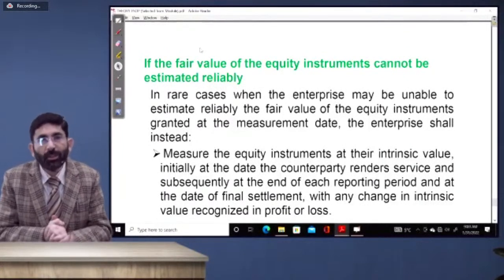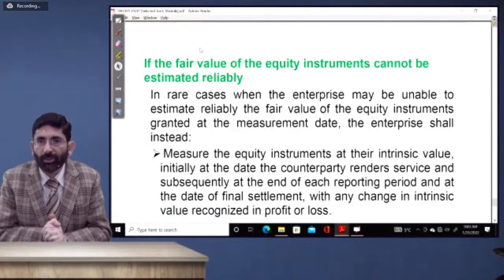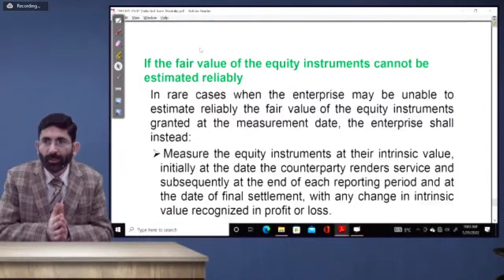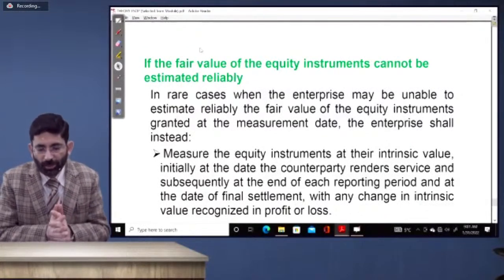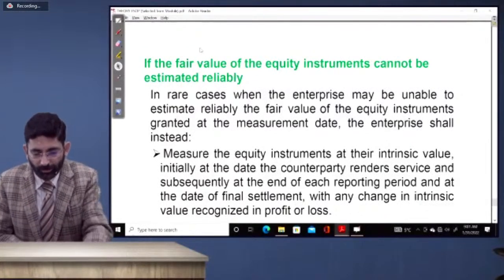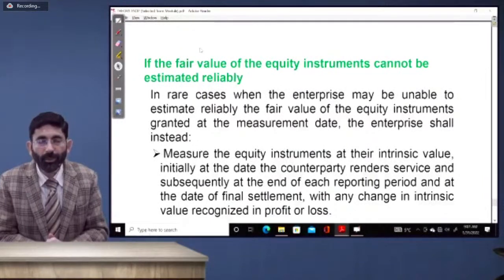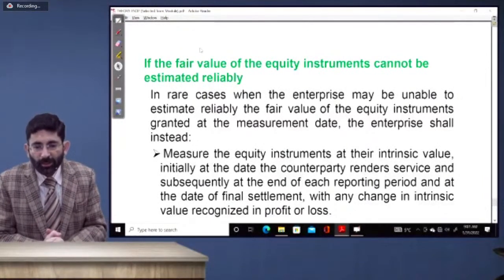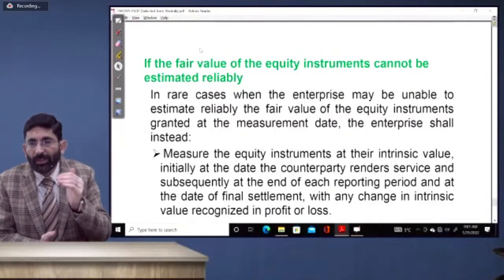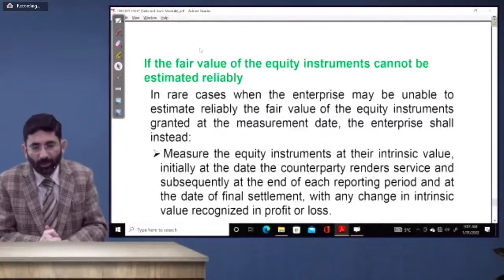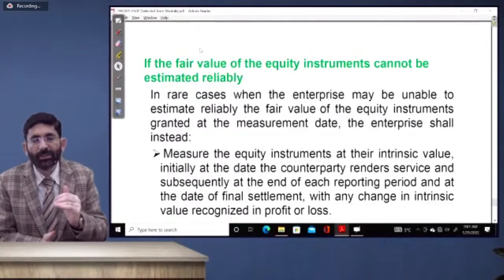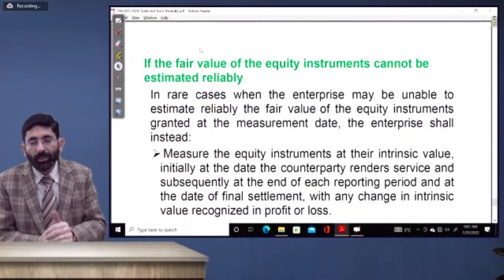What is the intrinsic value? That is normally known to every student because you have done it in financial management. You are in group 2 now. So in group 2 you know everything about your intrinsic value method. So in that case, intrinsic value will be used, which may be given to you in the question. Initially at the date the counterparty renders services and subsequently at the end of each reporting period, at the date of financial statements, with any change in intrinsic value recognized in the P&L account.